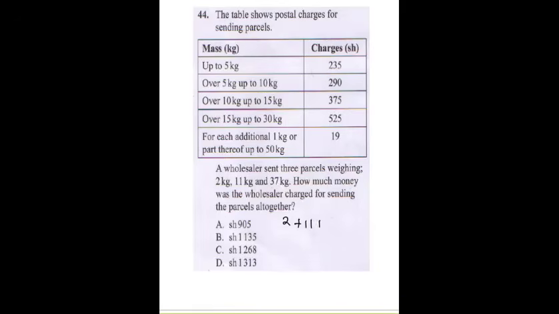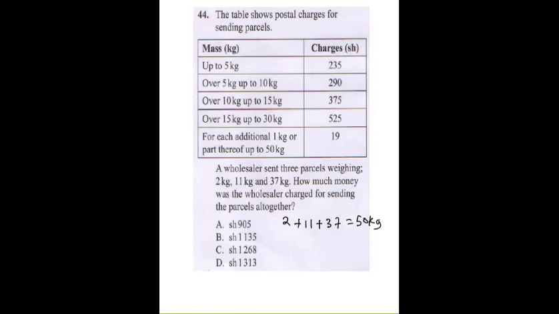The first thing you need to know is if you sum up the total, because he sent them together, it is 2 plus 11 plus 37. Now, this is going to give you what? 50 kg. Now, if you check here, it doesn't have 50 kg up to this. So, it says for each additional 1 kg or part thereof up to 50 kg.